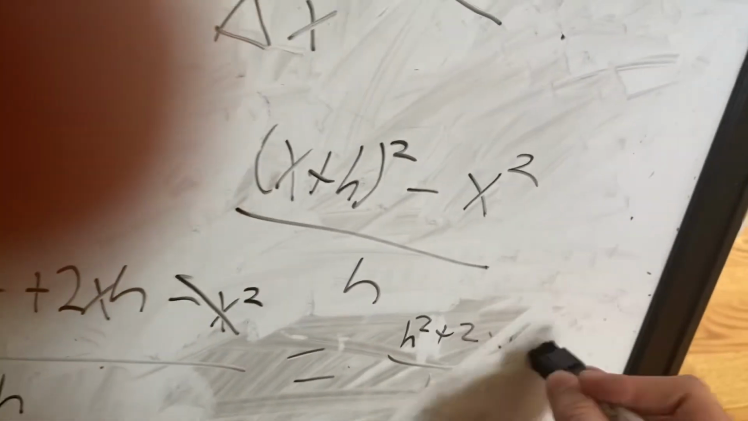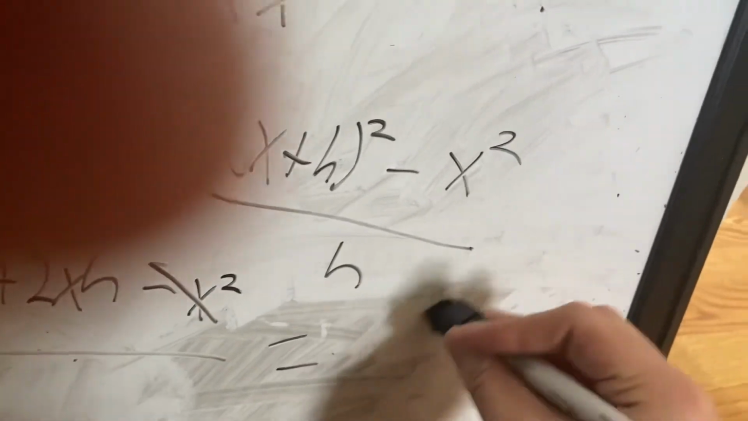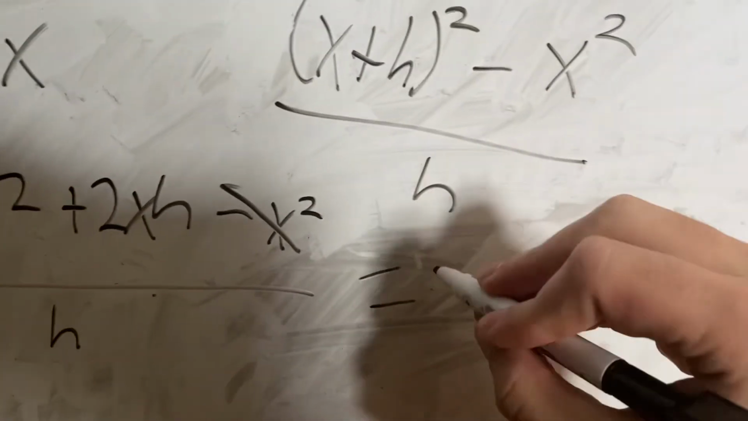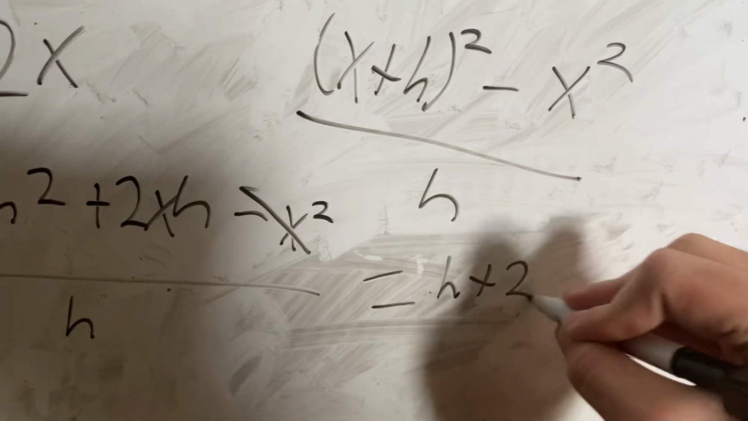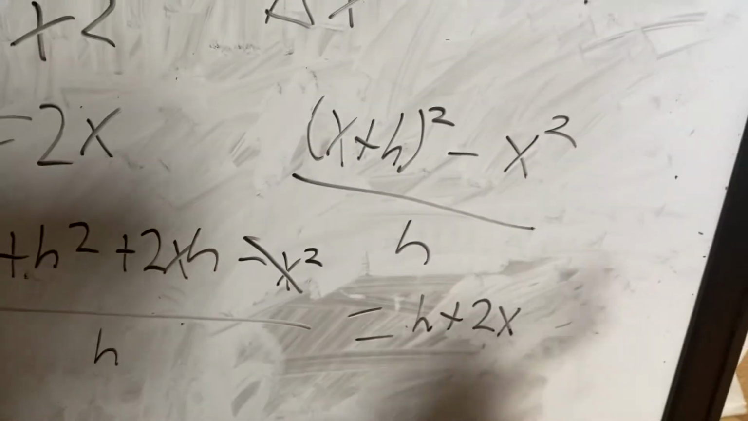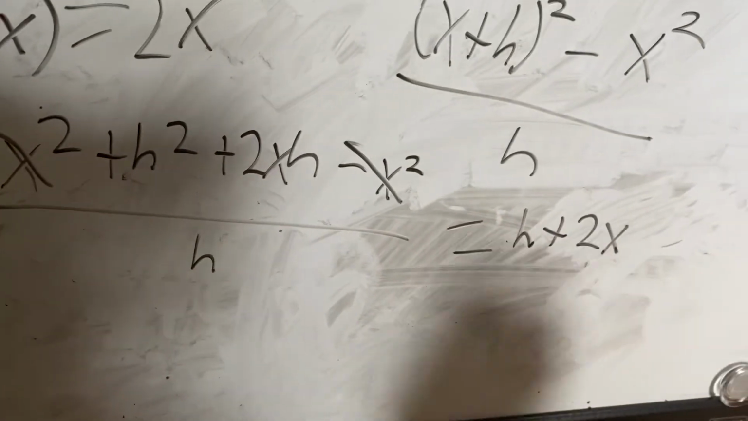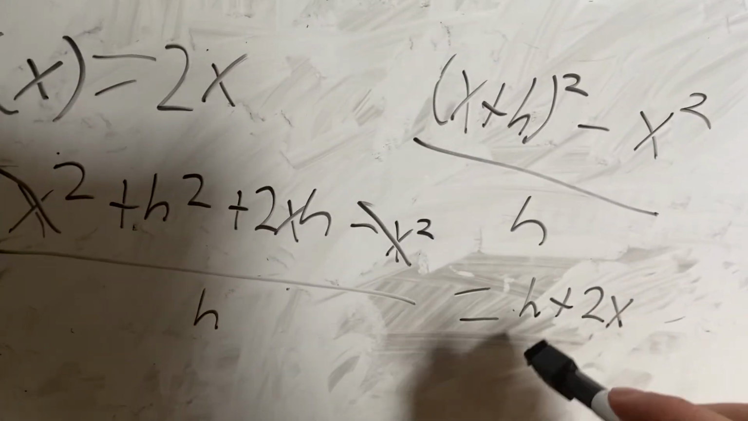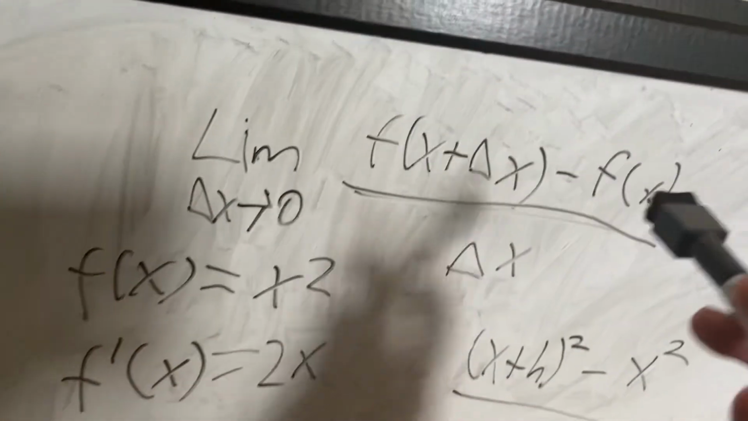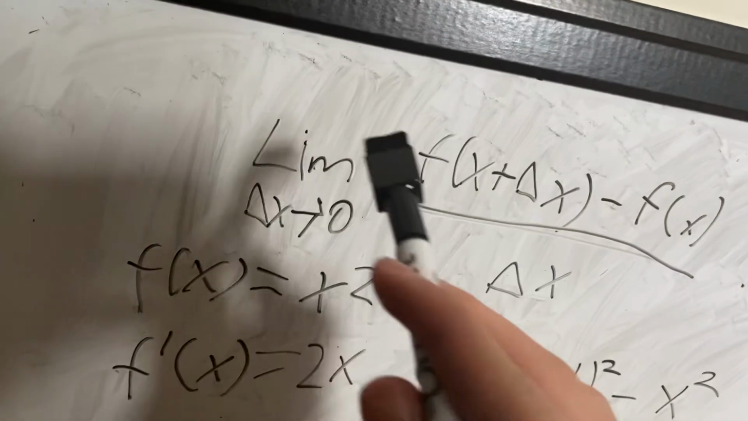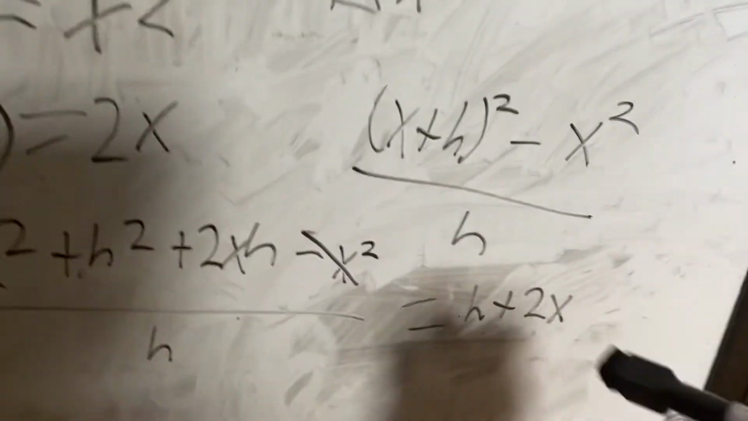So I'm going to erase that now because we know we have that. And we can simplify this all the way down. And what you should end up getting is h plus 2x. And you might think we're done, but remember, if we go back to the original, we solve for this, but then it's the limit as delta x or h approaches 0.